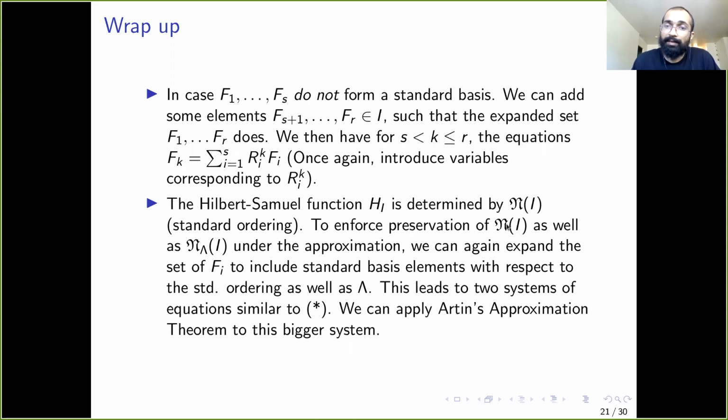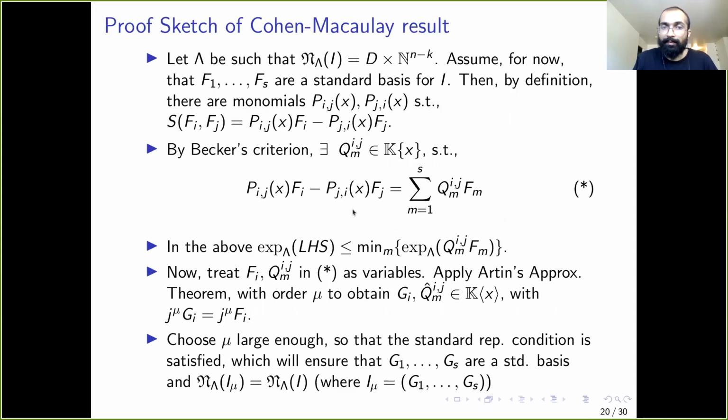So to enforce the preservation of both the diagram with respect to the standard ordering and the diagram with respect to the special ordering lambda, we can once again expand the initial set of generators, just as we did in this previous point, to include standard basis elements with respect to both the standard ordering as well as this ordering lambda. And subsequently, we will get two systems of equations coming from these S series criteria that are similar in form to the system star.